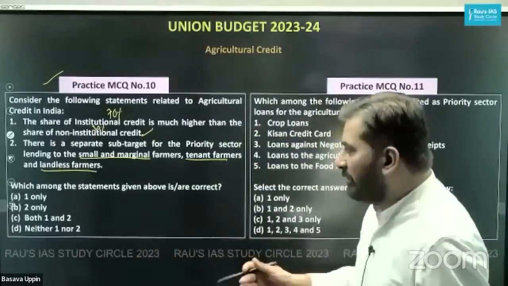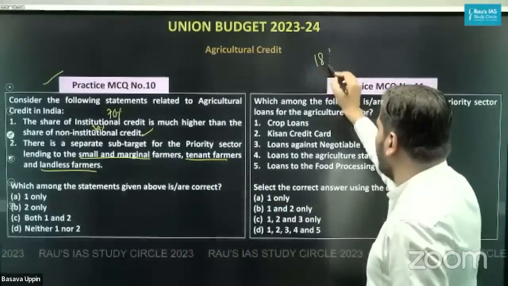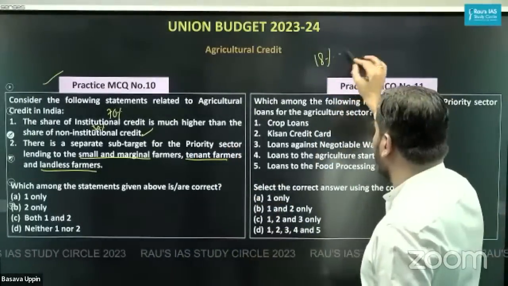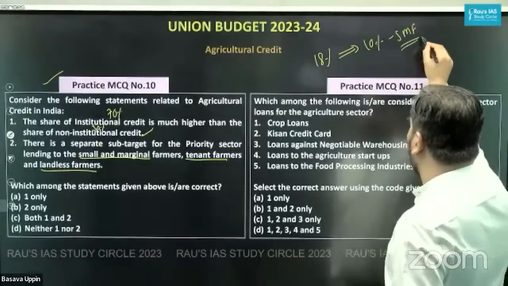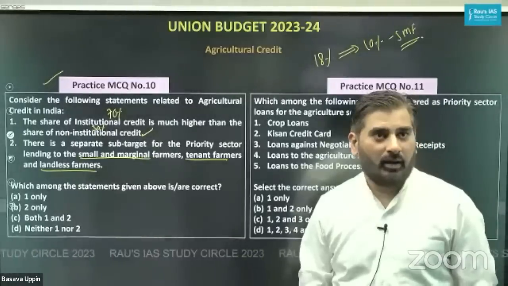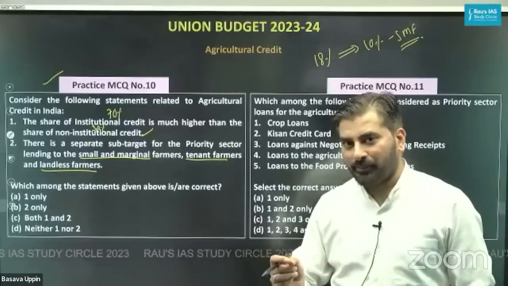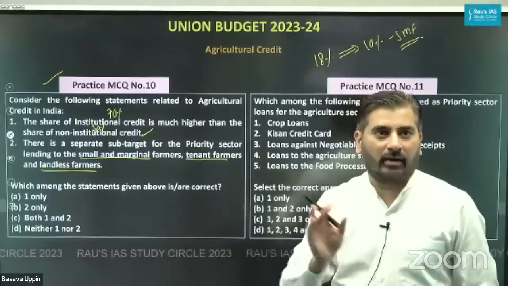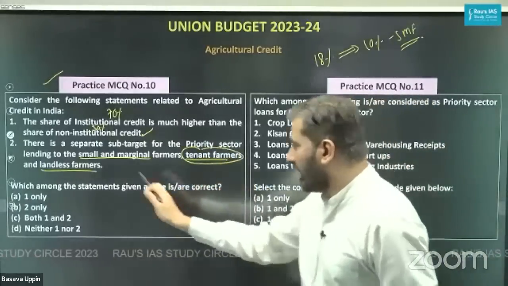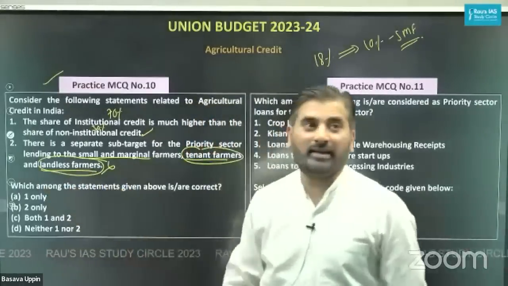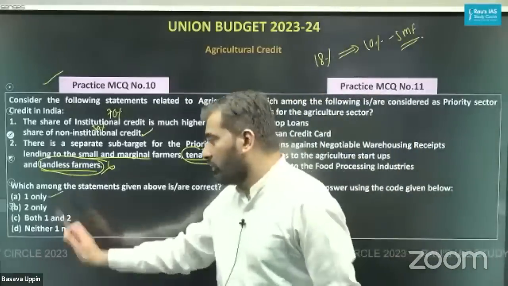Out of this, a certain percentage of loans should be compulsorily given to the agriculture sector, which is normally like 18%. Out of this 18% loans to the agriculture sector, 10% of the loans has to be compulsorily given to small and marginal farmers. So one of the biggest criticisms of the priority sector lending is there is no sub-target when it comes to tenant farmers or the landless farmers. And the statement here says that there is a separate sub-target for tenant farmers as well as landless farmers, which is actually incorrect. I hope you understood the point here, right? So right answer is 1 only.